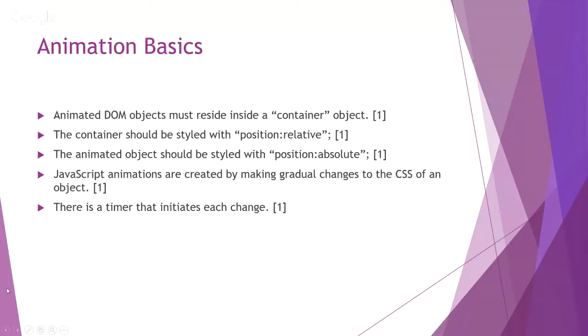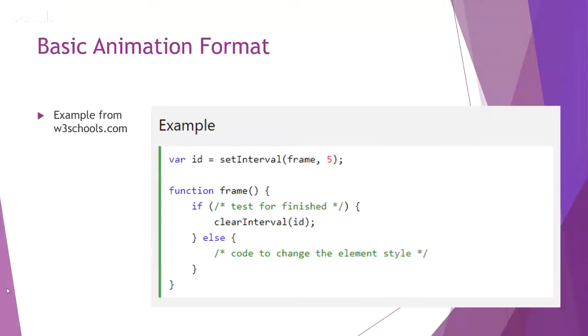So, basics of animation: animated DOM objects must reside within a container object. The container should be styled with position relative, and the animated object should be styled with position absolute. JavaScript animations are created by making gradual changes to the CSS of an object, and there's a timer function that initiates these changes. This timer comes from the setInterval method of the window object.